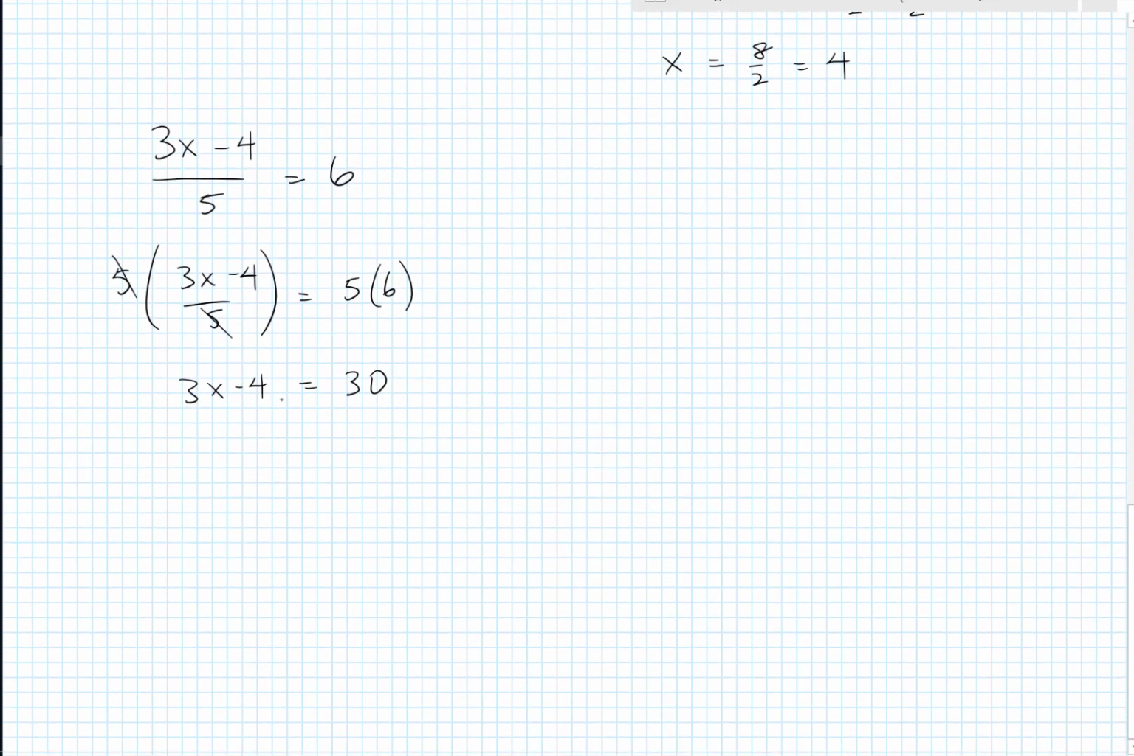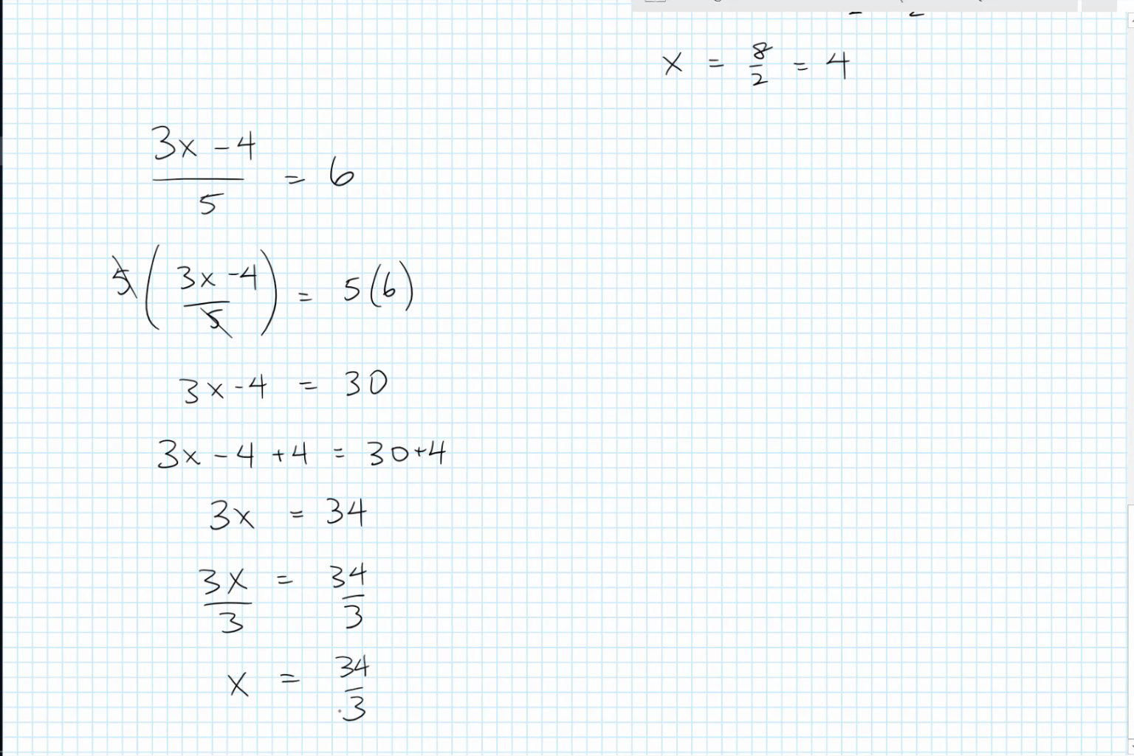So let's deal with the minus 4 first. And the opposite of subtracting 4 would be to add 4. So if I add 4 to the left, I'm okay as long as I add 4 to the right. And so I end up with 3x on the left and 34 on the right. And now I can take the final step, which is to divide both sides by 3. And I end up with x equal to 34 over 3.